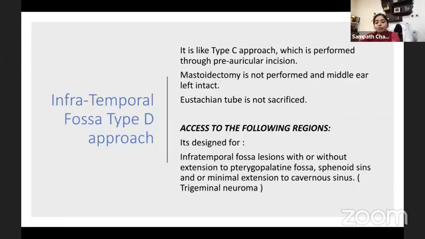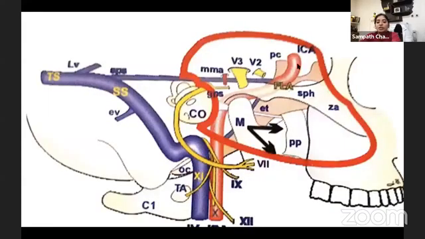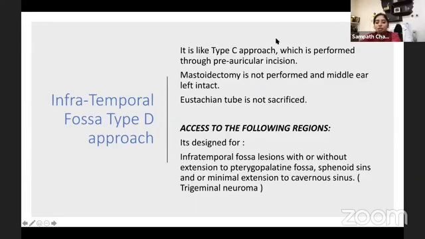So coming to the infratemporal type D approach. Here once again we extend our line anteriorly to involve the zygomatic region and the posterior part of the maxillary bone, and superiorly to involve the cavernous part of the internal carotid artery, the cavernous sinus region, as well as the clival region. The type D approach is mainly performed by a preauricular incision, where the mastoid bone is not addressed. So mastoidectomy is not performed, and the middle ear is left intact. So the eustachian tube is not sacrificed in this approach.